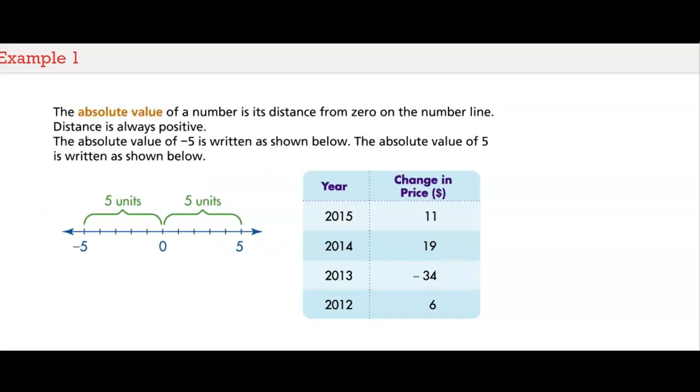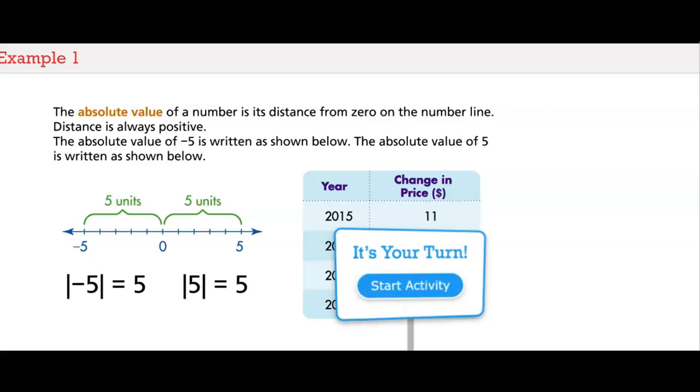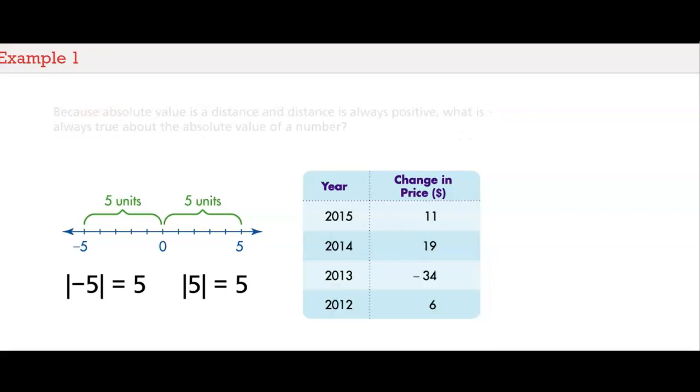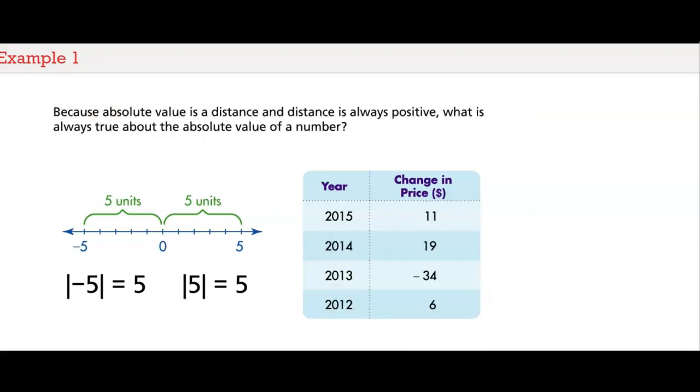The absolute value of a number is its distance from 0 on the number line. Distance is always positive. The absolute value of negative 5 is written as shown below. The absolute value of 5 is written as shown below. Because absolute value is a distance, and distance is always positive, what is always true about the absolute value of a number?